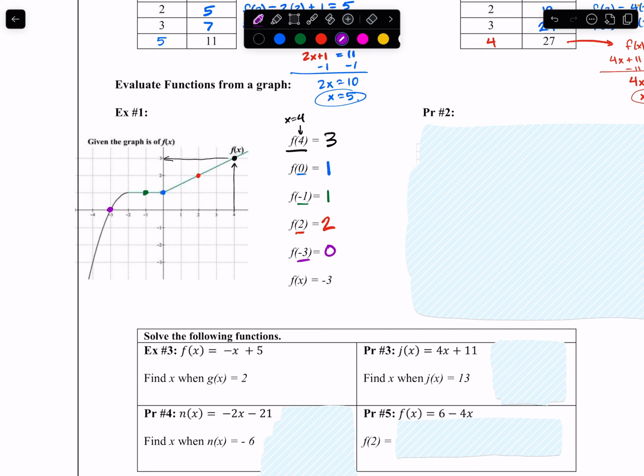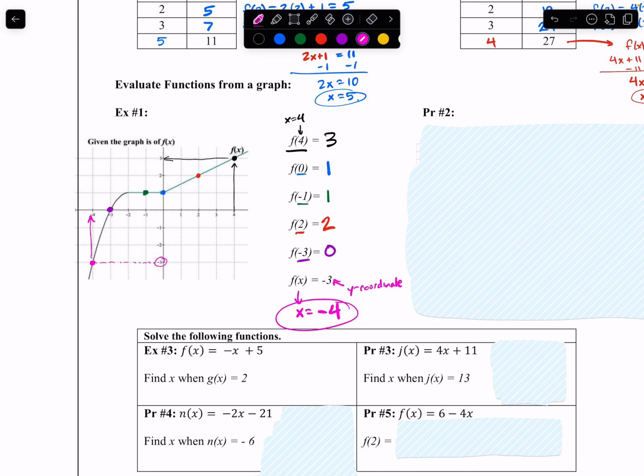And finally, I'll do this one in pink. We're asked to find an input this time. So our y-coordinate is -3. So where on the graph, which point on the graph has a y-coordinate of -3? We're starting right here, and that's the point we're looking for. The input that would be sent to -3 is the value x equals -4.